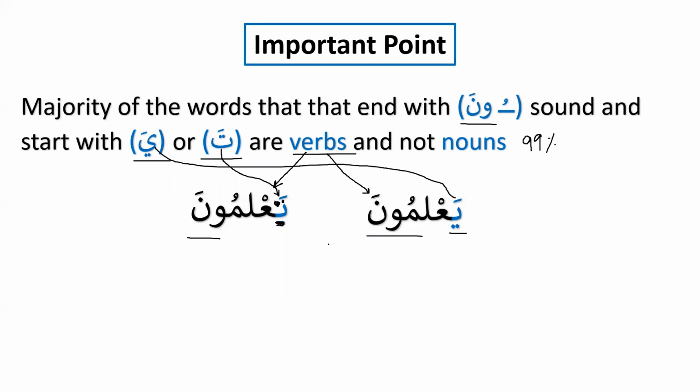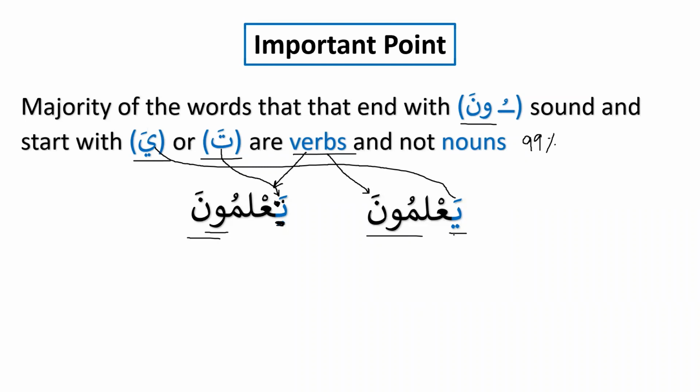One more thing I must tell you: the verb does not have the ina sound. The verb cannot have the ina sound. I'm talking about the plural, the present tense verb, yes, you're right. The plural cannot have the ina sound, so it will always have the una sound.